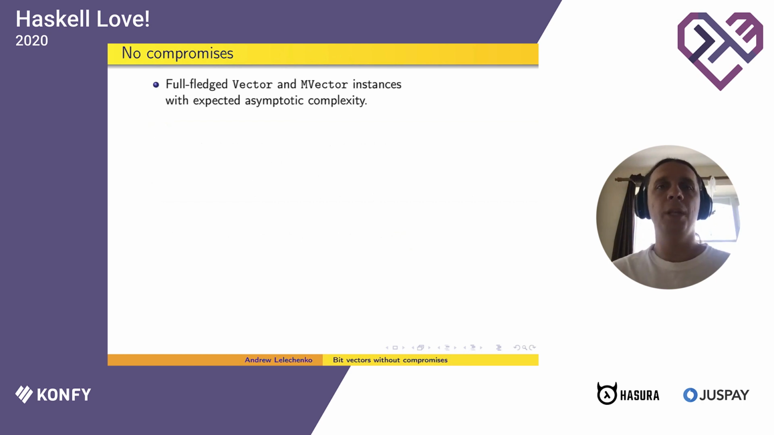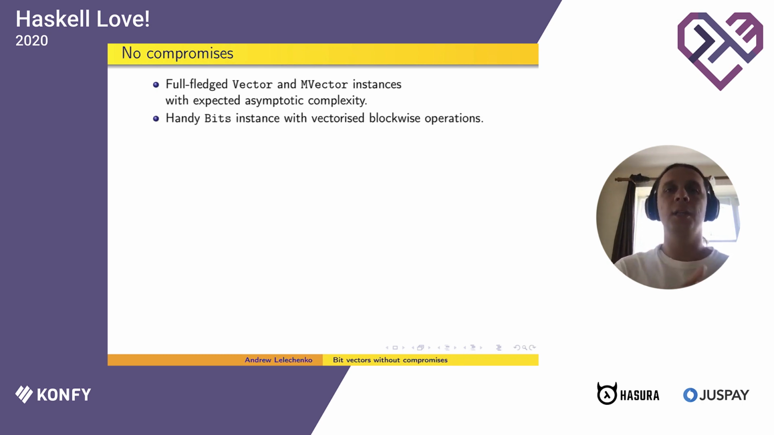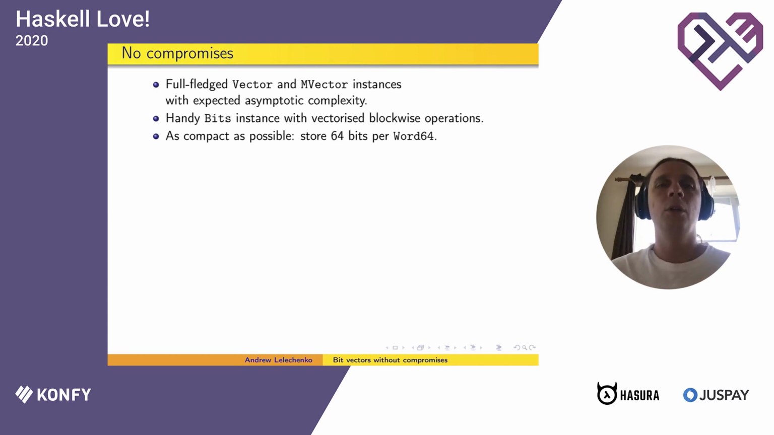So let's talk about bit vectors without compromises. We would like to have full-fledged Vector and MutableVector instances with expected asymptotic complexities. We would like to have a Bits instance providing us with vectorized blockwise operations like AND, OR, XOR, NOT, and so forth. And we would like to store our data as compactly as possible, so no compromises. We would like to use all our memory, 64 bits per word, 64. And it seems quite doable.